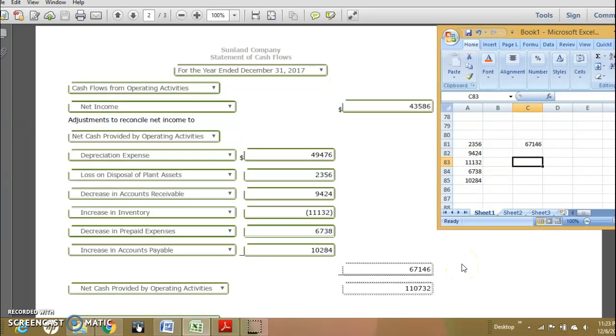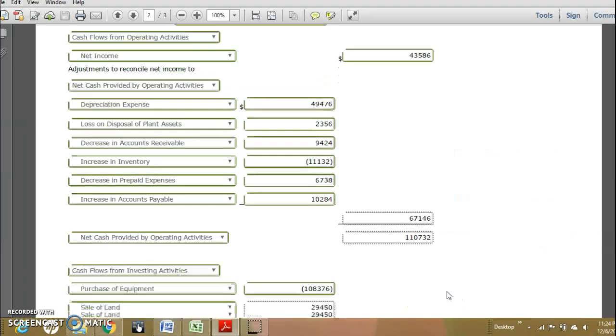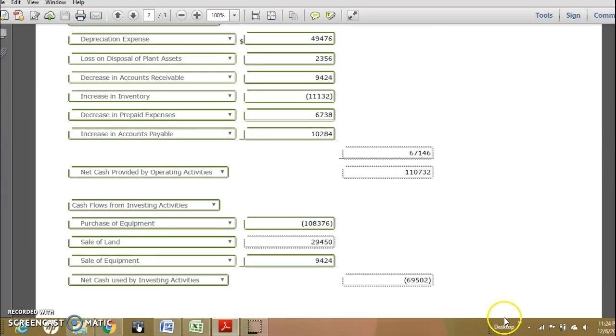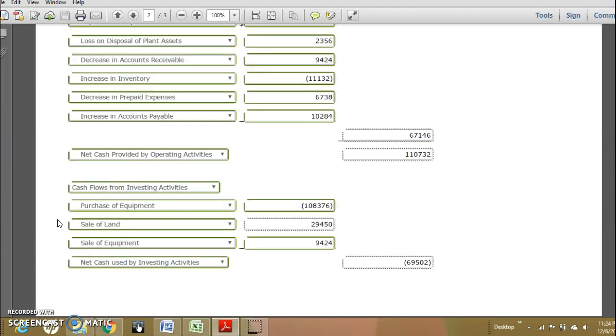So it would be 43,586 for the net income plus 67,146, and the net cash provided by operating activities is 110,732.